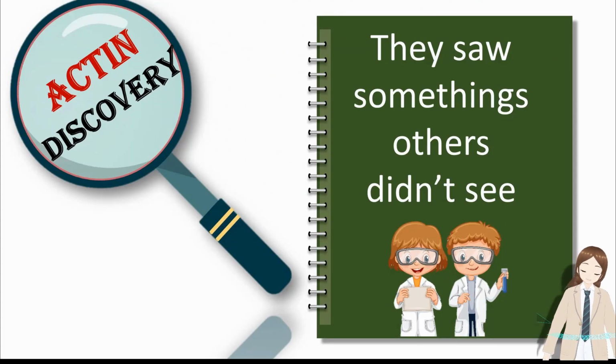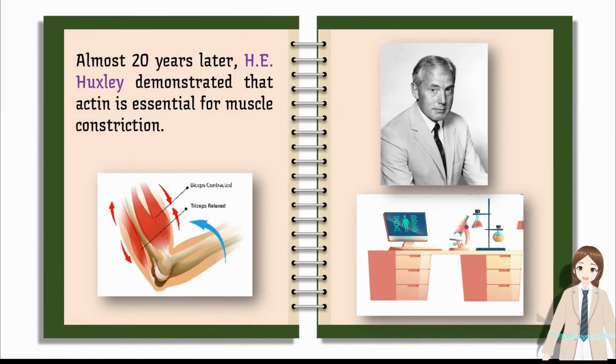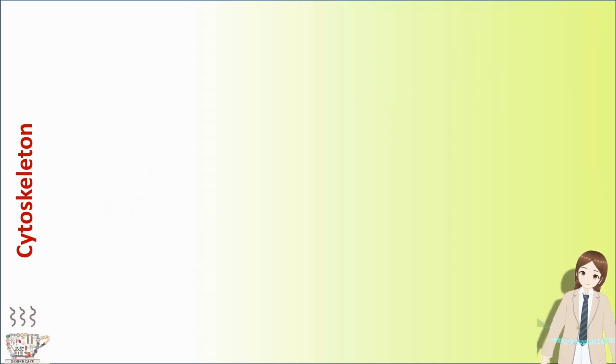Actin discovery. They saw something others didn't see. Actin was first discovered in rabbit skeletal muscle in the mid-1940s by Bruno Franz Straub. Almost 20 years later, H.E. Huxley demonstrated that actin is essential for muscle constriction.